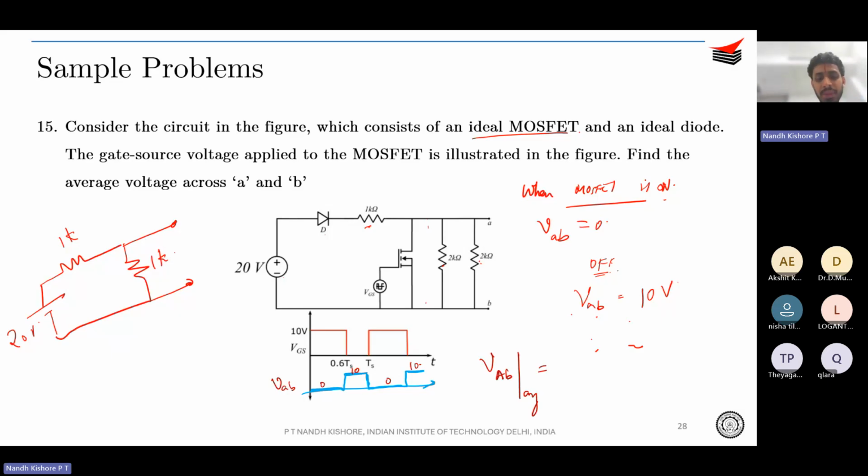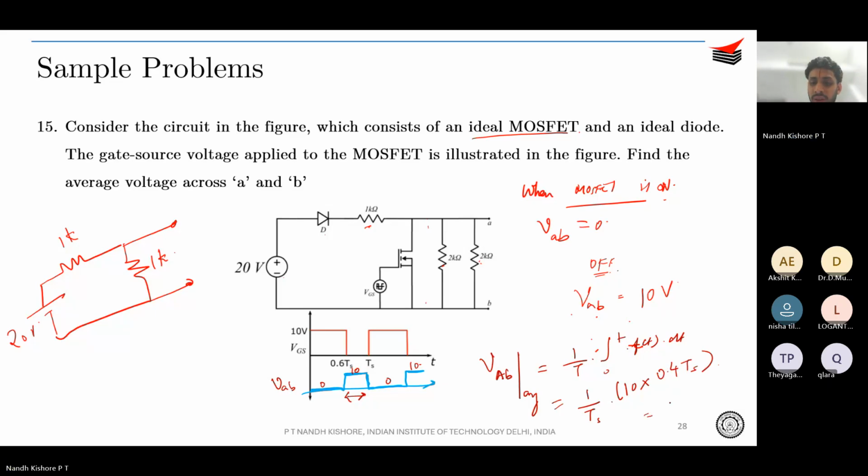Just find out the area, right? Area by time. So average is 1 by T integral 0 to T f of t dt. Correct? So 1 by Ts into area. So what is the area? Area is 10 into this period. This period is 0.4 Ts, right? So it is basically 10 into 0.4, it is 4 volt. Understood? This is just when the MOSFET is on and off, we just found out. Simple, right?